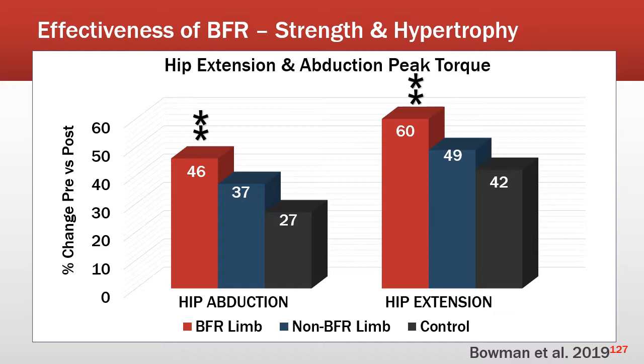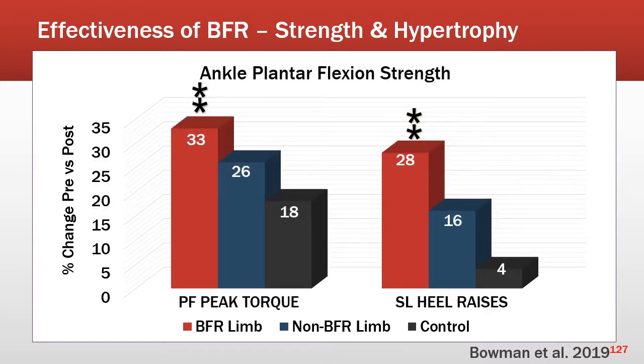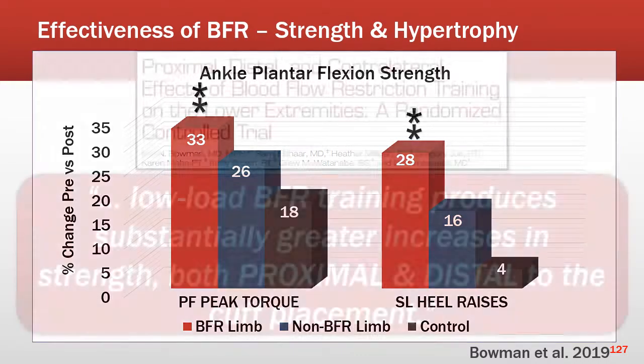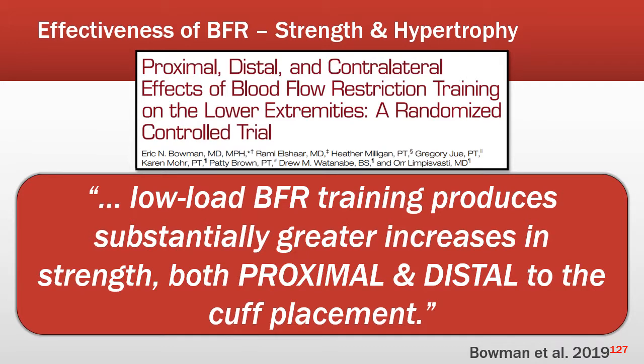But same story here, hip abduction and hip extension significantly improved in the BFR limb, and then the non-BFR limb consistently outdoes the controls. The plantar flexion peak torque, same story. All right, and then the conclusions, right?